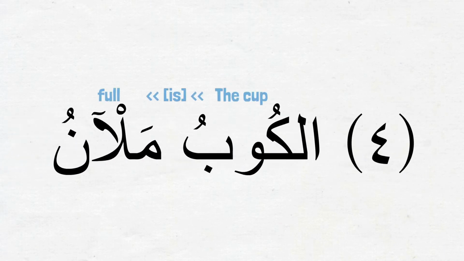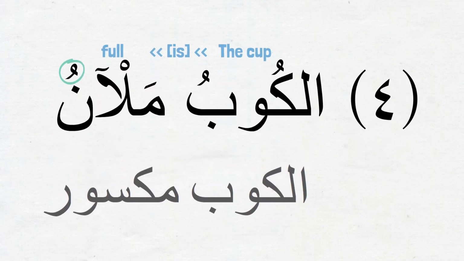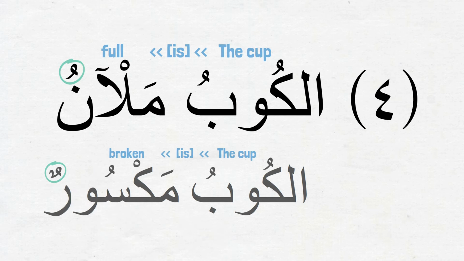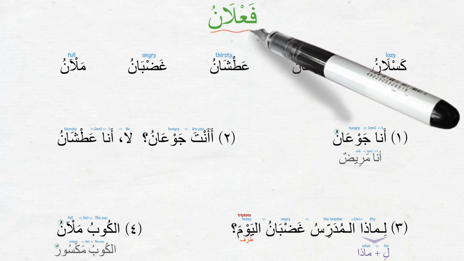And the final sentence is al-kubu mal'anu. The cup is full. The ism mal'anu is marfu' and nakira here, but it doesn't end with tanween. Compare it, for example, to a sentence al-kubu maksurun. The cup is broken. Maksurun is triptote. That is why it carries its nakira sign, which is tanween. That is the end of this exercise. Here we learned one group of diptotes that follow the pattern fa'lanu and witnessed one aspect of diptotes, which is that they cannot carry tanween even in nakira form.